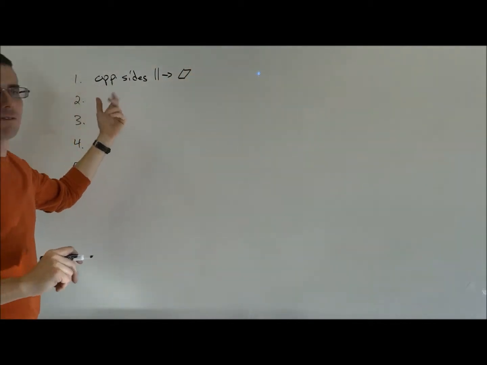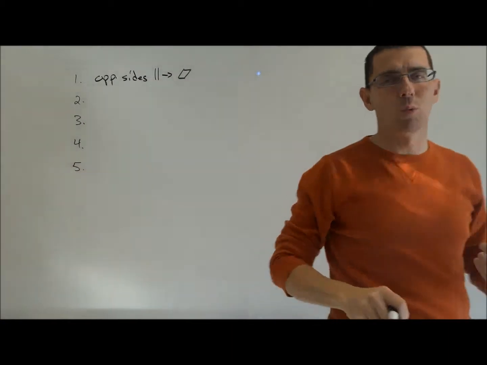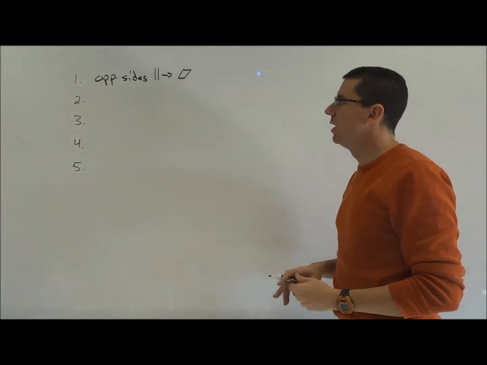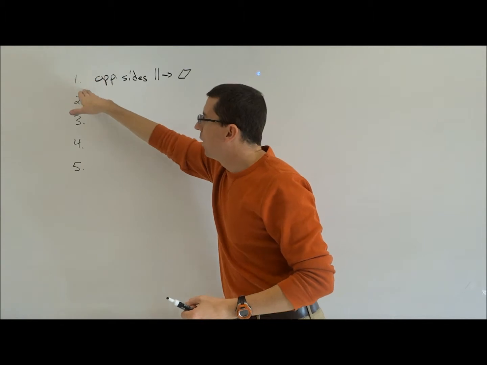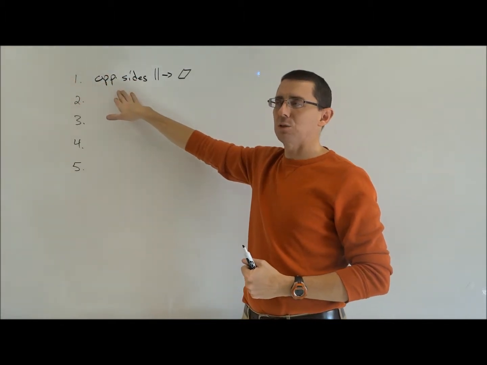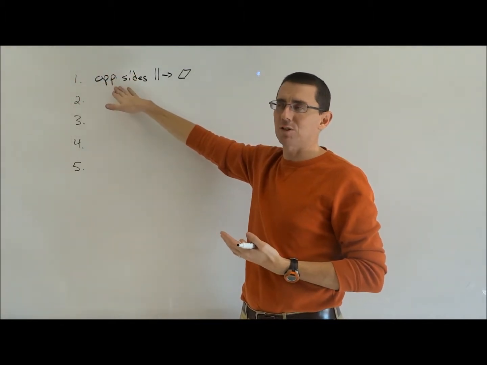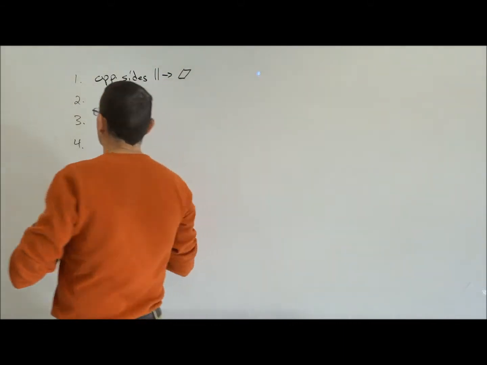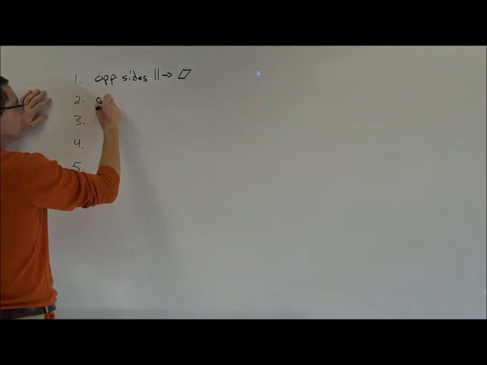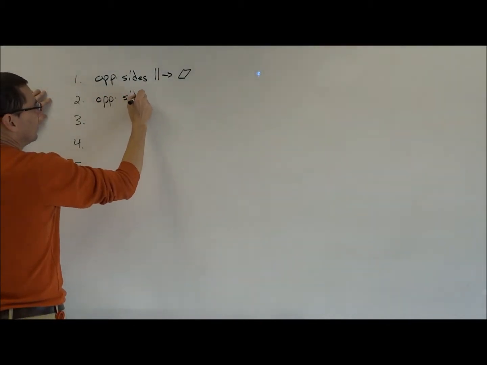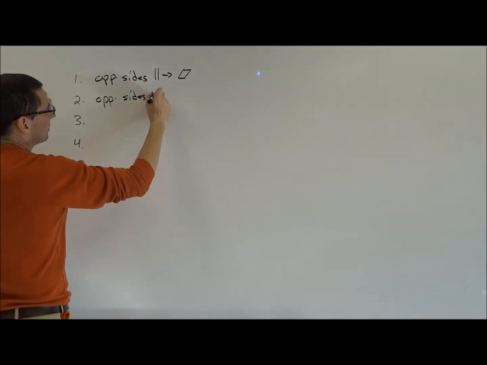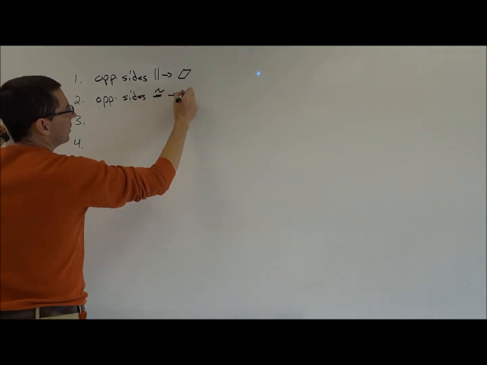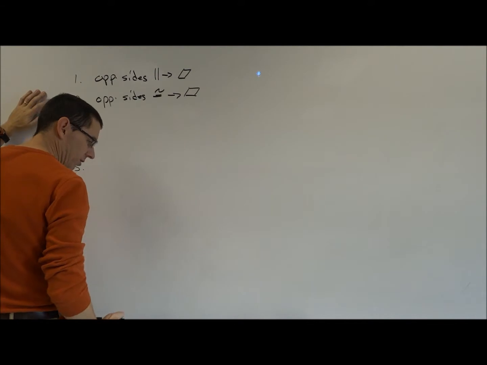This is the short version. When I say the short version, it's what we would typically write as a reason in a proof. But keep in mind, it is both pairs of opposite sides parallel. If I have both pairs of opposite sides parallel in a quadrilateral, it has to be a parallelogram. The next one's the converse of the first theorem we did. If I have both pairs of opposite sides congruent implies parallelogram.